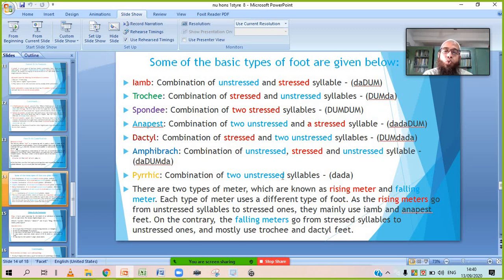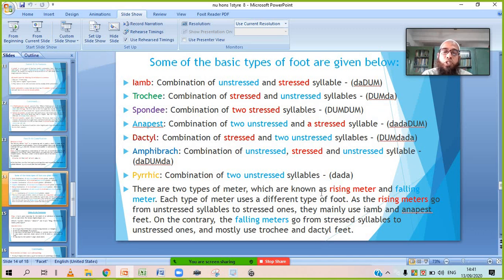Pyrrhic is a combination of two unstressed syllables. So pyrrhic is the opposite of spondee. You see, spondee means two stressed syllables. On the other hand, pyrrhic means a combination of two unstressed syllables. Clear? These are the basic feet. There may be some other feet in English literature, but you need to know at least these feet when you analyze a poem and speak about the rhyme scheme and meter of a poem. You need to know these classes of feet.